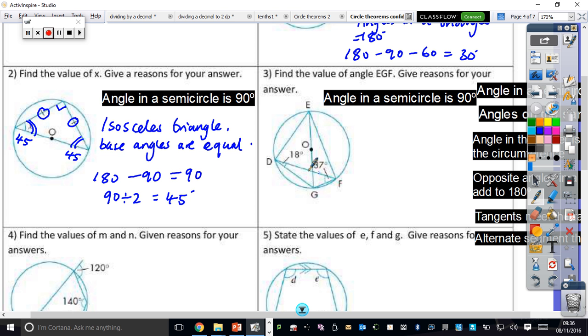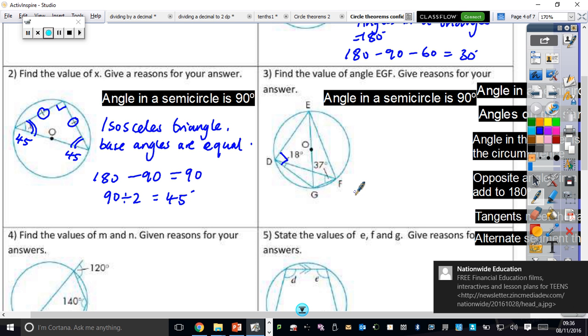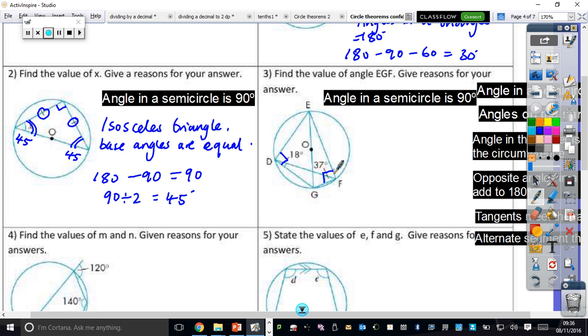And what that will reveal is that EDG is a right angle, and GFE is also a right angle. So I've got those two sorted. And it wants me to find angle EGF. So EGF, it wants that little bit just there, that tiny bit there. So all of that is 90.